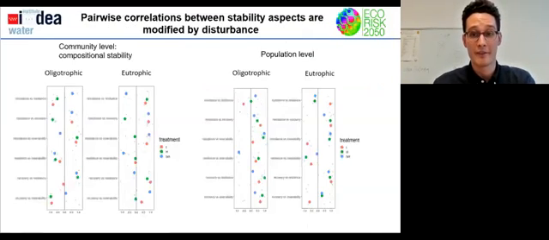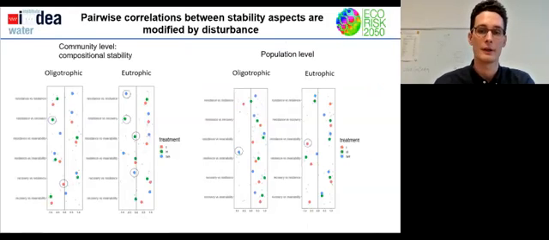We then studied the effects of disturbance on the correlation between stability components. We found significant effects of disturbance on the correlation between stability properties, both at the community and at the population level. This means that different disturbances can modify the very nature of the correlation between stability components, which has important consequence for management.